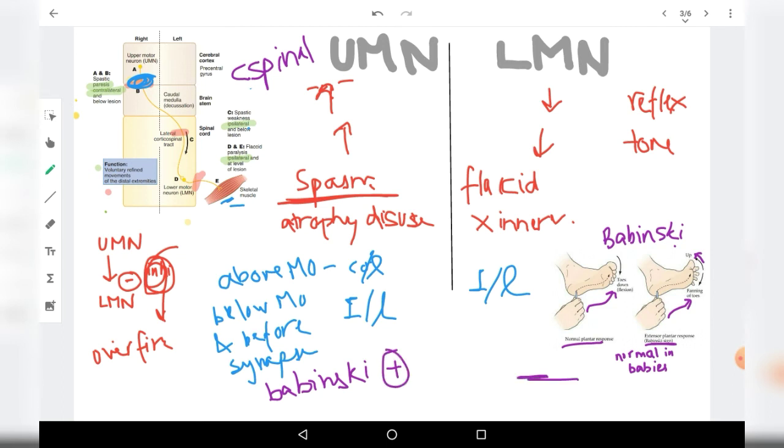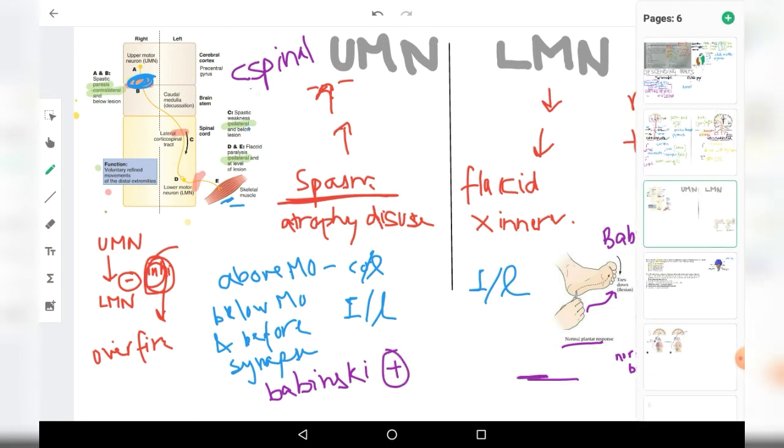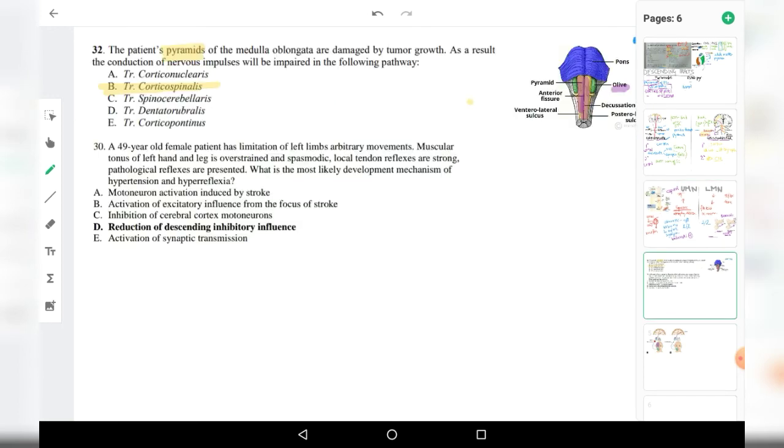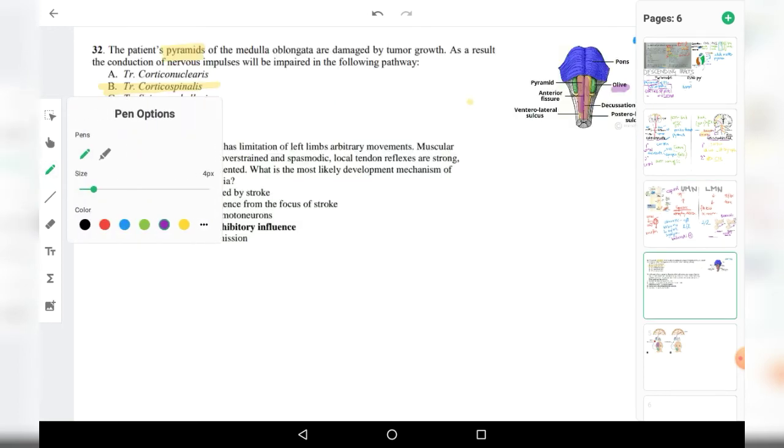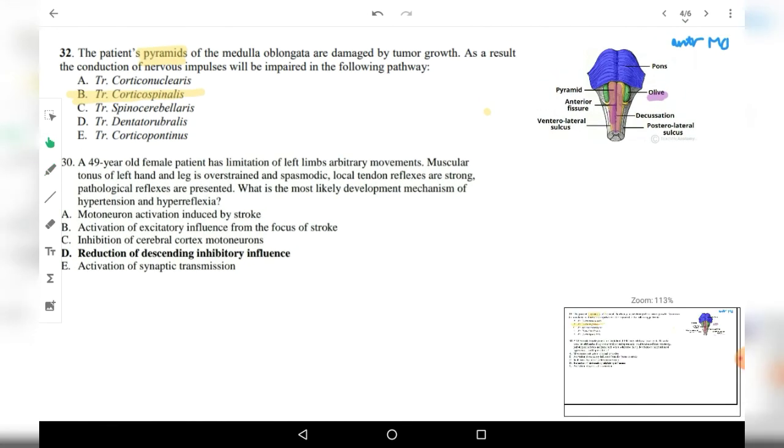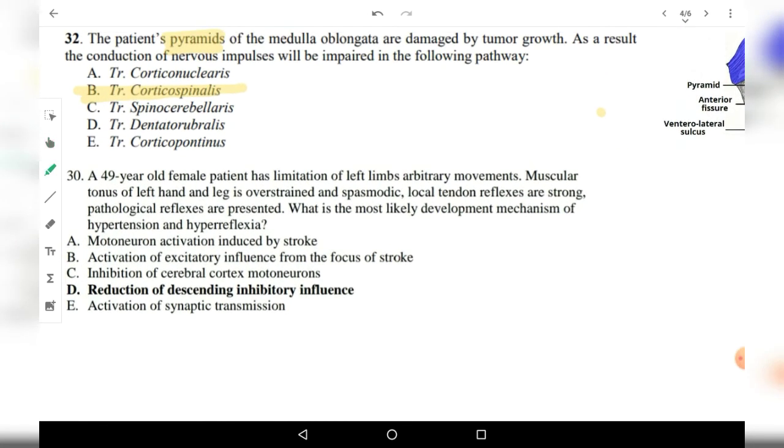But it will be negative in what? Lower motor neuron lesion. Now let's see how the KROK people ask this concept. So in this question, there's a problem in what? Movements. And the tone is overstrained and spasmodic. These are the key words that you have to look for in the question.